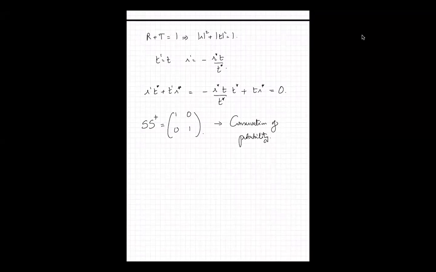How this is related to the conservation of probability, we will demonstrate in a simple tutorial problem, by looking at a very simple solution and claiming that this S S dagger equal to 1 is simply an offshoot of the continuity equation. We will show this in the next class, but for now I will stop here. And if you have any questions, please do ask.